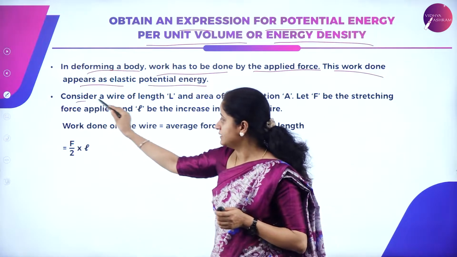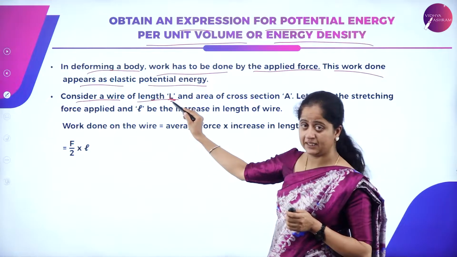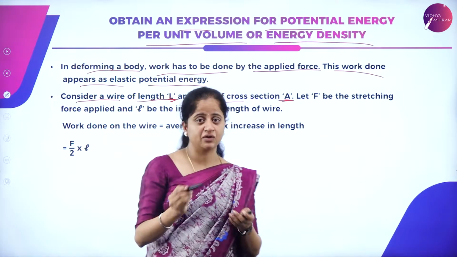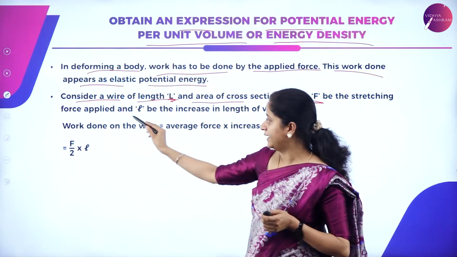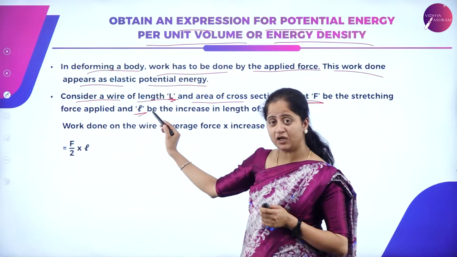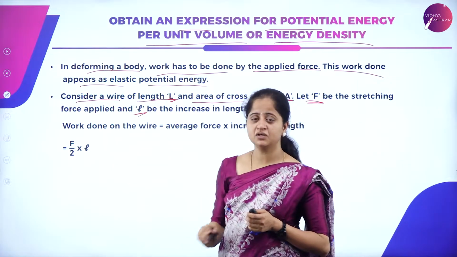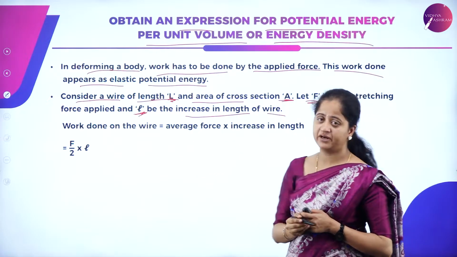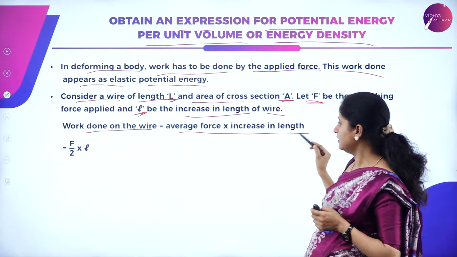And now consider a wire of length L. Again I am considering a wire whose length is L and the area of cross section is A. So to bring the change, what do we have to do? We need to apply a force. So let F be the stretching force applied and l be the increase in length. Increase in length, you can write it as small l or you can even write it as delta L. If you write it as delta L, in the final expression you will get delta L only. So delta L is the increase in length of the wire. So now the work done on the wire is nothing but average force into increase in length.